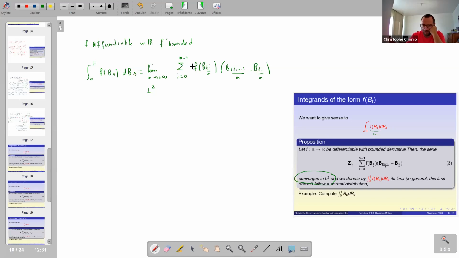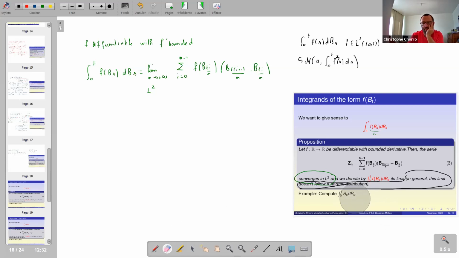Second remark. In the case of the Wiener integral, that is, the integral between 0 and t of f(s) dB_s with f that belongs to L2 of 0 to capital T, we have seen that we have a Gaussian with mean 0 and with this variance here. First remark, the one I have written here: in general, this limit is not a Gaussian random variable.